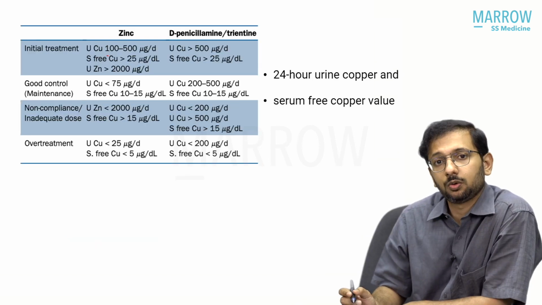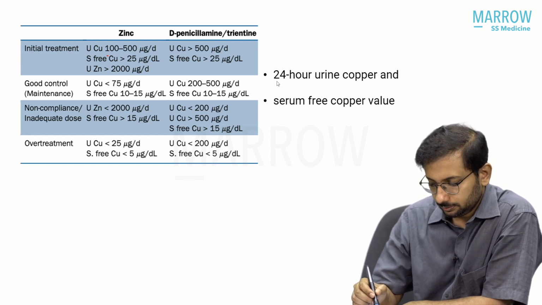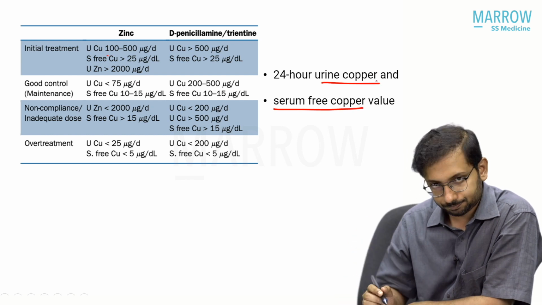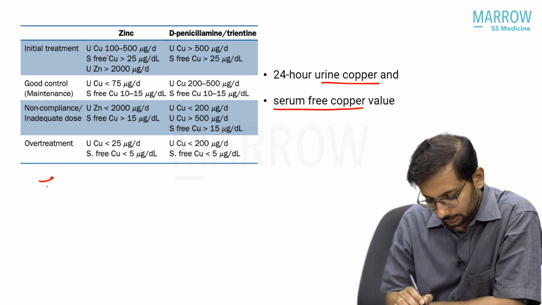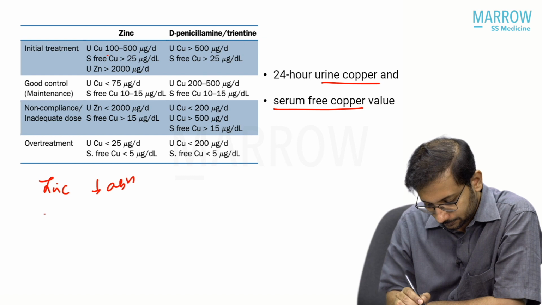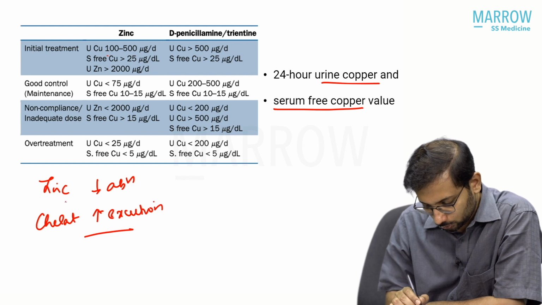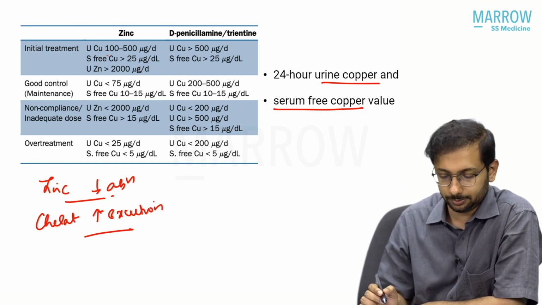So now coming to how to monitor patients with this disease. Monitoring is basically based on urine copper and serum copper. Now the basic mechanism of the drugs: zinc decreases absorption, chelators increase excretion. So this is the basis on which we have to monitor patients with Wilson's disease on treatment.